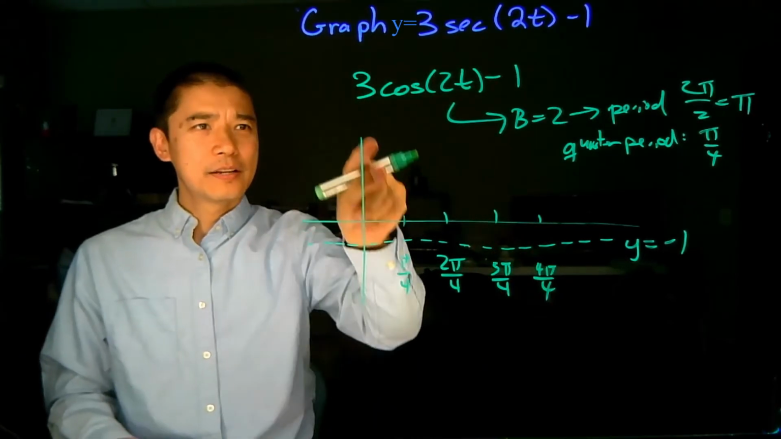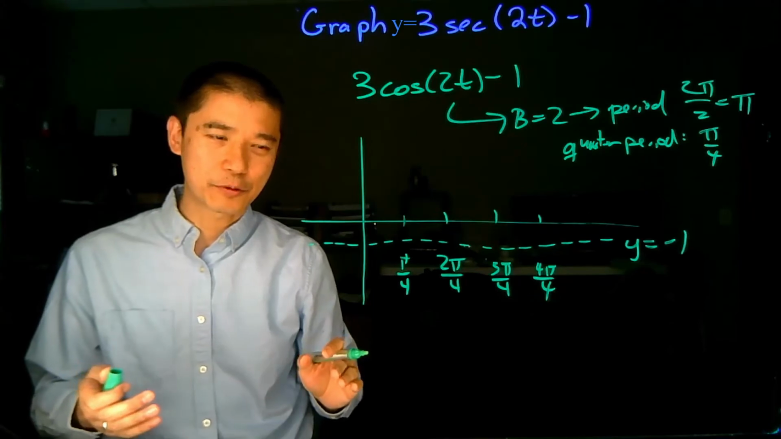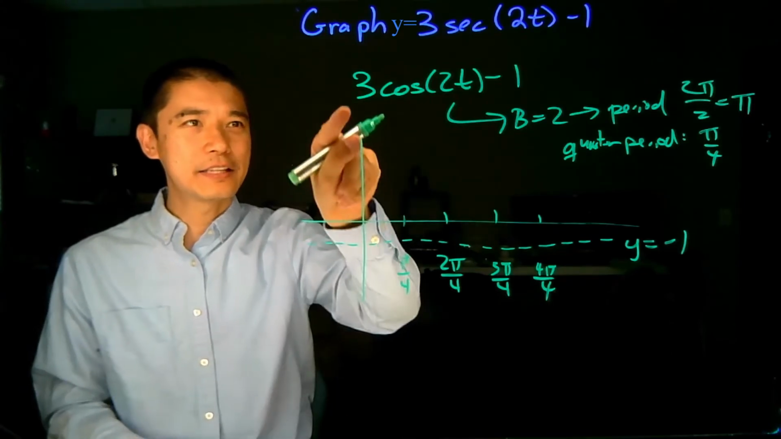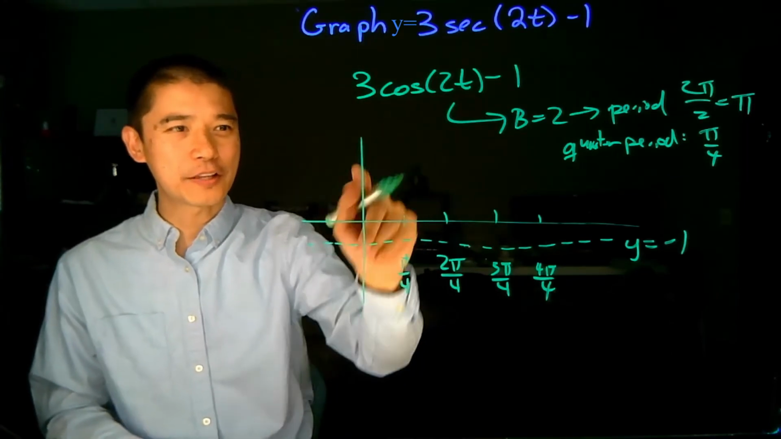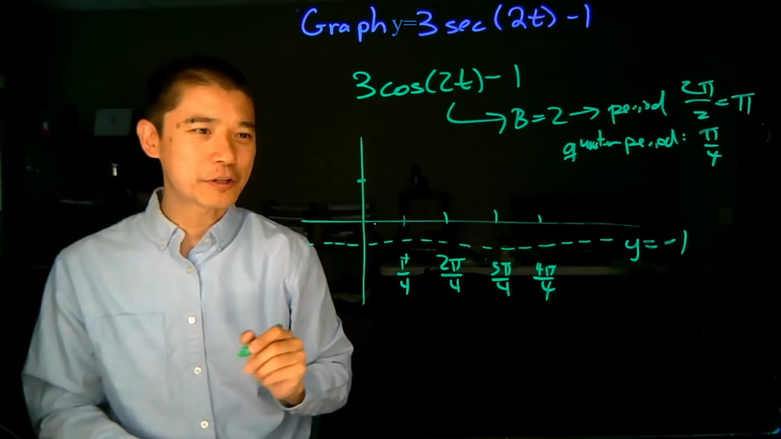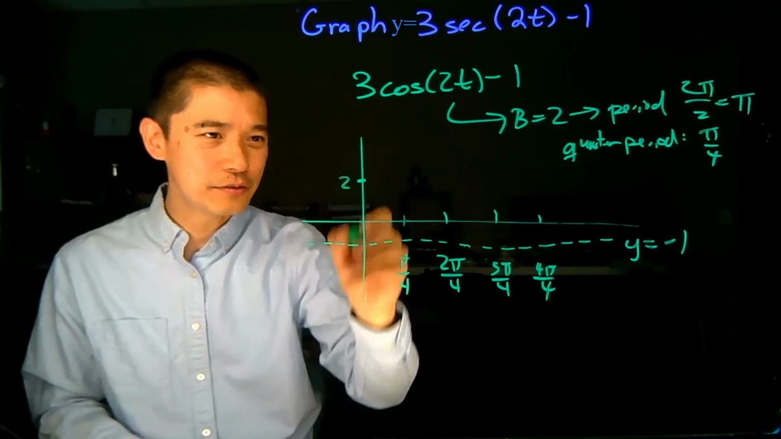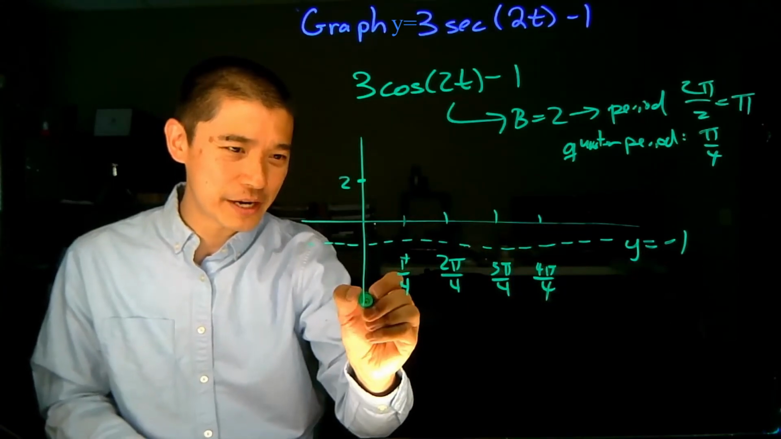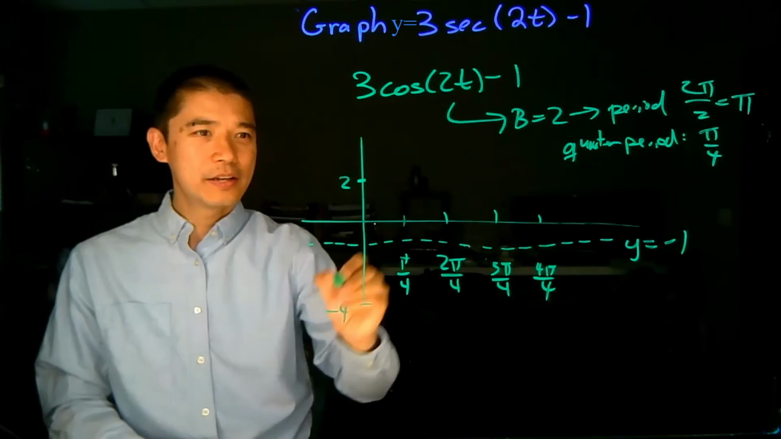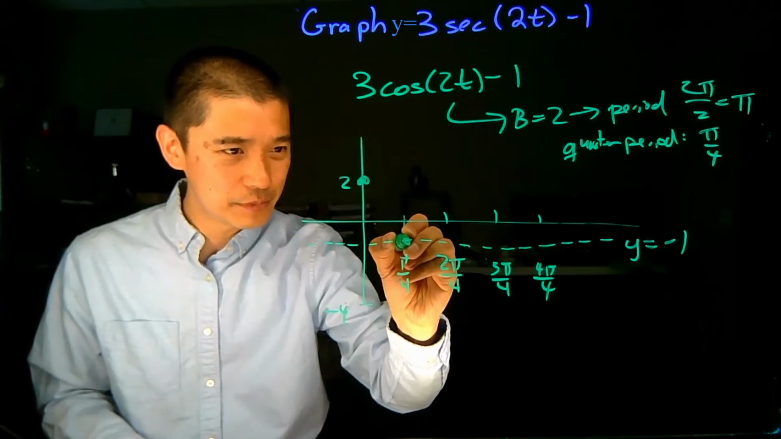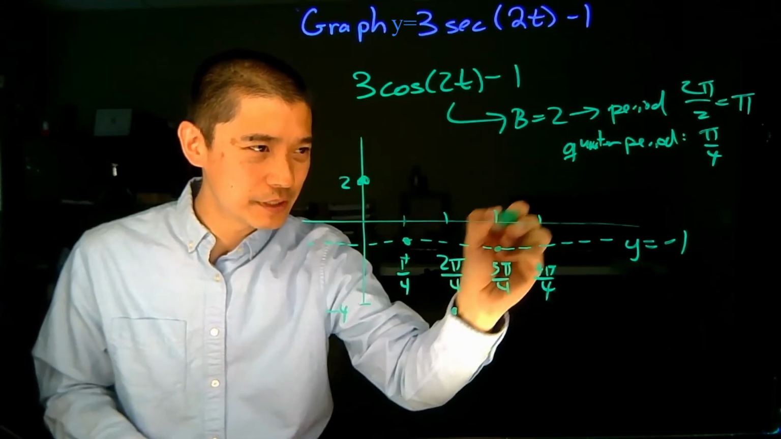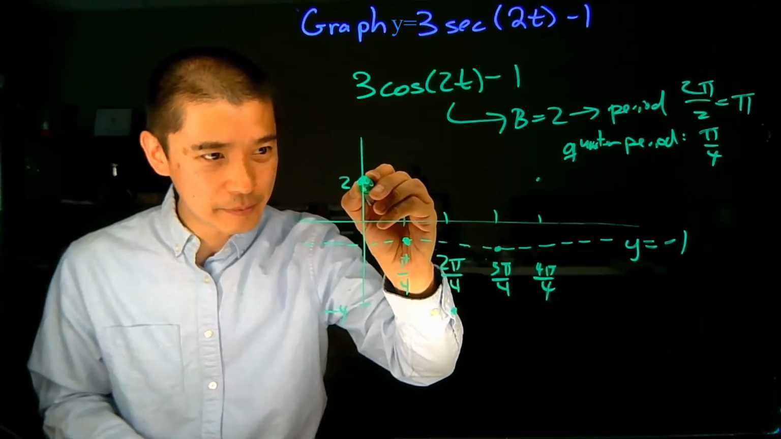Right. This 3 right here tells us that we're going to have an amplitude of 3, and since it's positive, it's not going to be flipped over. The cosine starts at the top, so that's where we're going to start. If the midline is negative 1 and the amplitude is 3, this is going to be height 2, and then the bottom of this, negative 1 minus 3, is going to be negative 4. And so it's going to be top, midline, bottom, midline, top. And that's the pattern that's going to repeat.